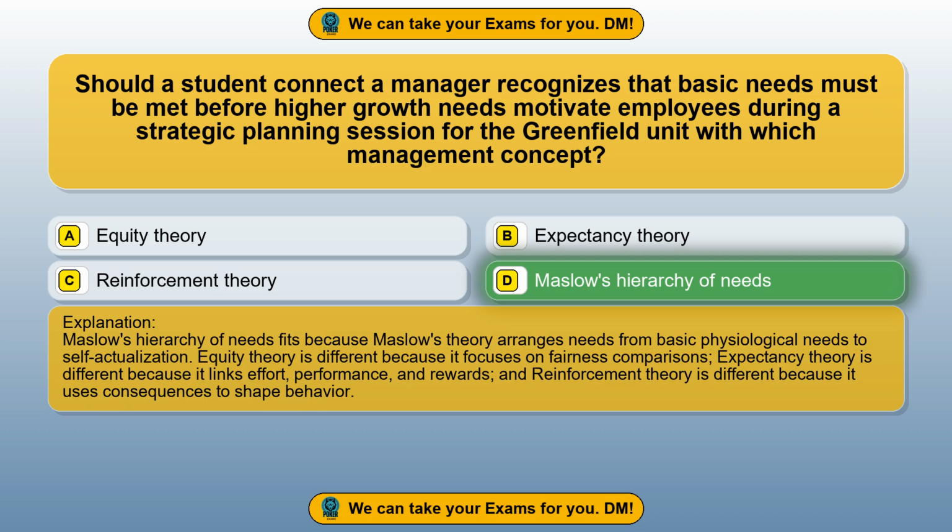Maslow's hierarchy of needs fits because Maslow's theory arranges needs from basic physiological needs to self-actualization. Equity theory is different because it focuses on fairness comparisons.